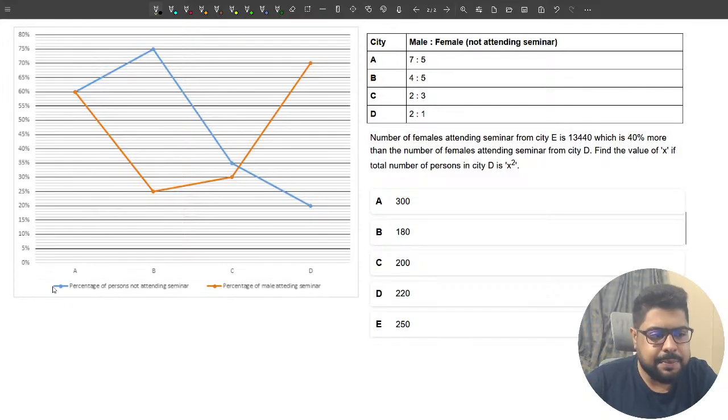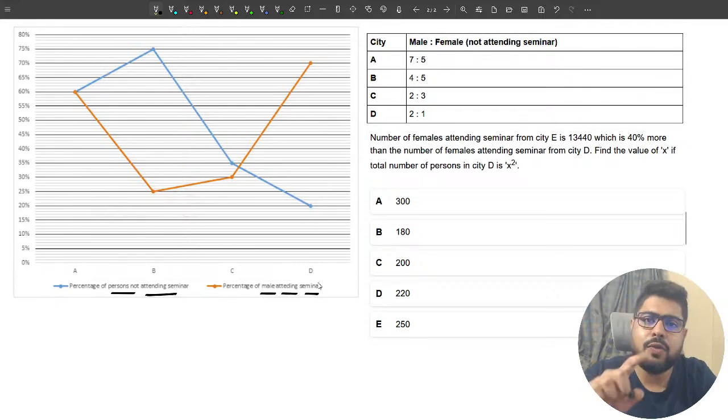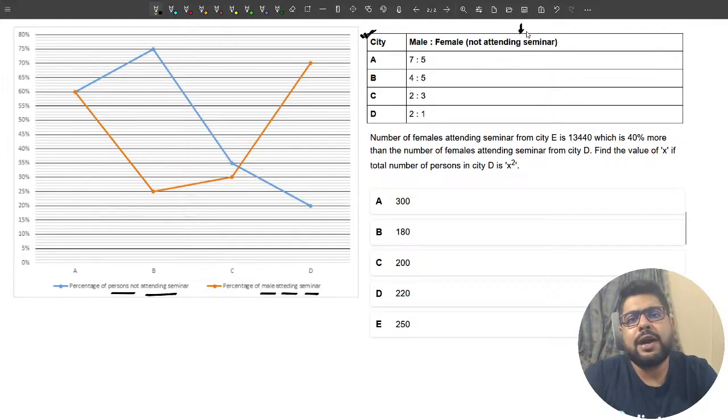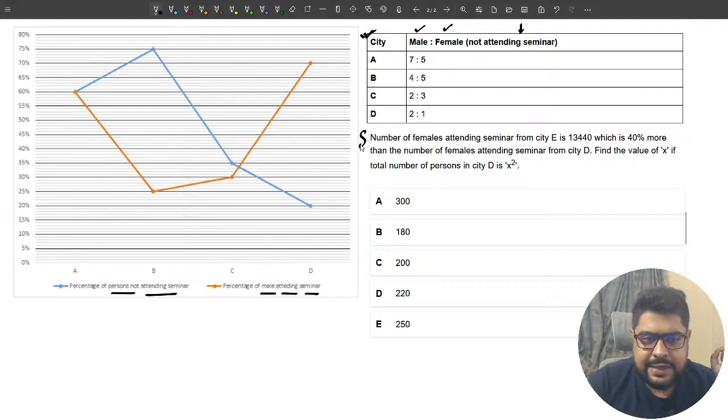So the blue line is the percentage of persons not attending the seminar, and the orange one is the percentage of males attending the seminar out of total persons, meaning out of however many people attended the seminar, how much percentage is male. And in this table, sir, out of the persons who have not attended the seminar, the male-female ratio is given for 4 different cities.